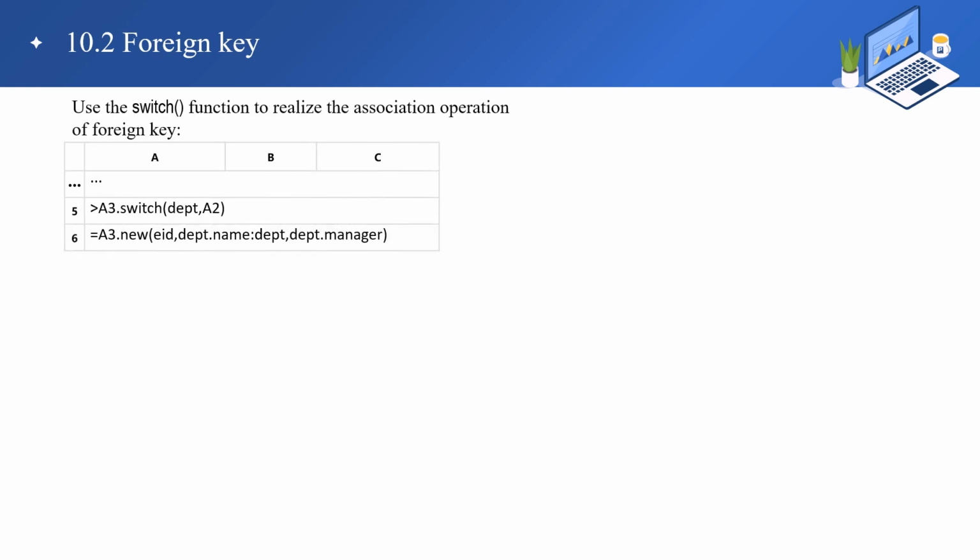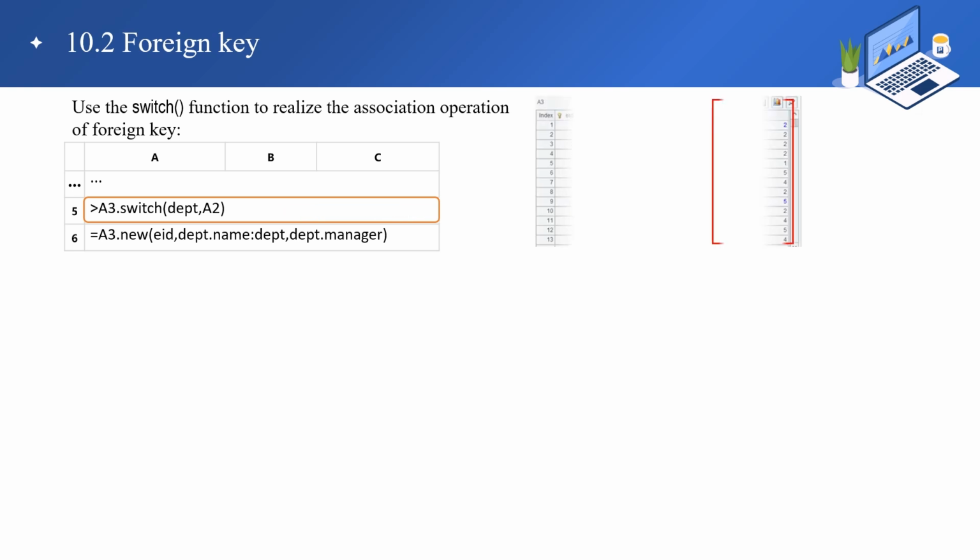SPL obviously won't fail to take this problem into consideration. This kind of routine operation for structured data can't be so troublesome. SPL provides the switch function to realize the association operation of foreign key. The switch function will switch the foreign key field to the corresponding dimension table record. The A5 code is equivalent to executing A3.run(Dept=A2.find(Dept)).